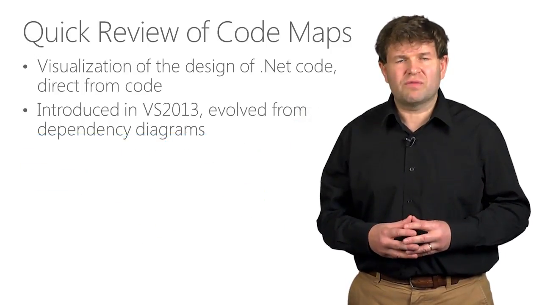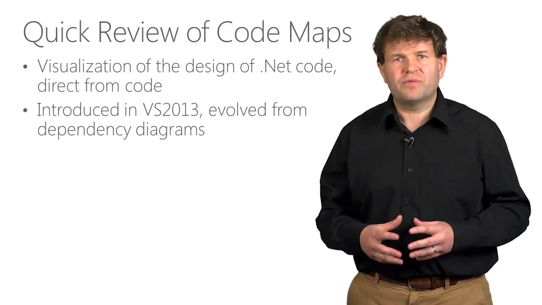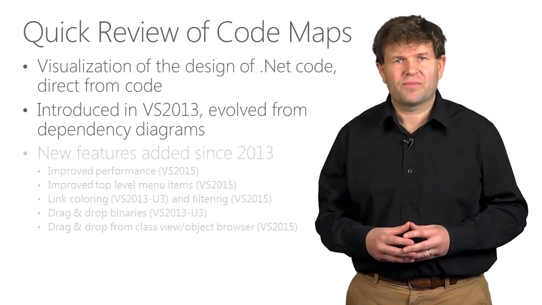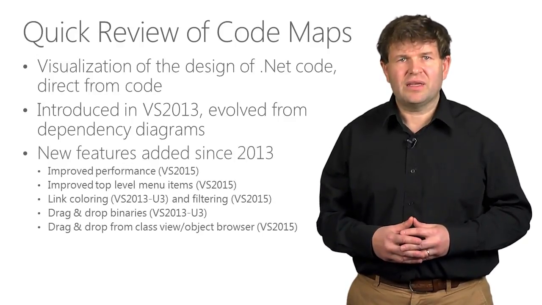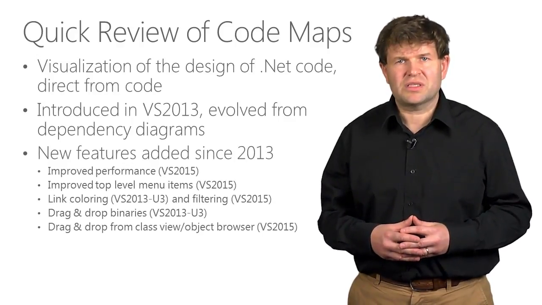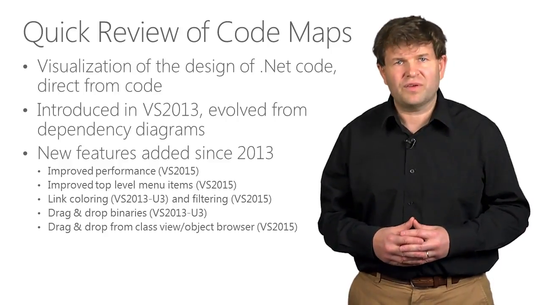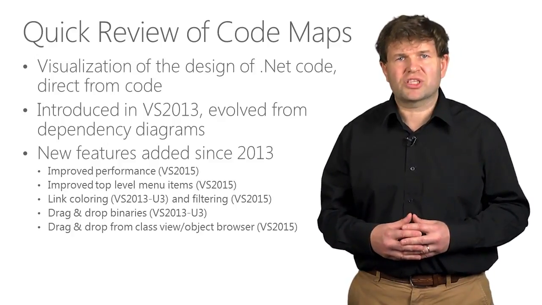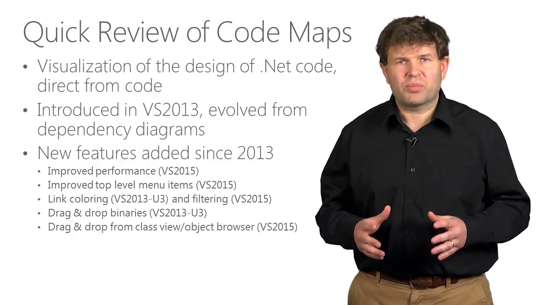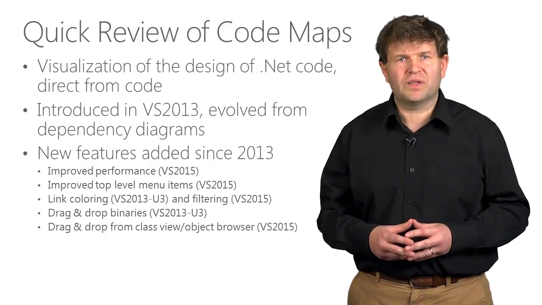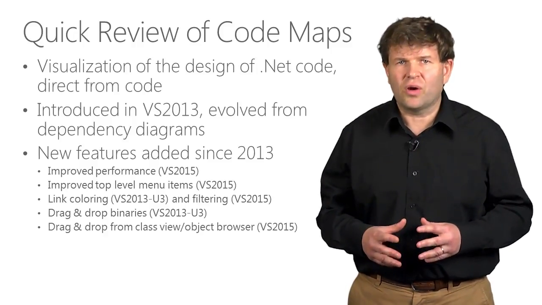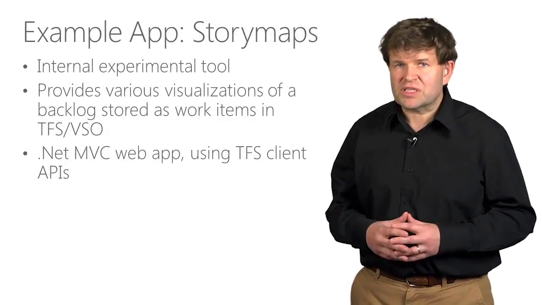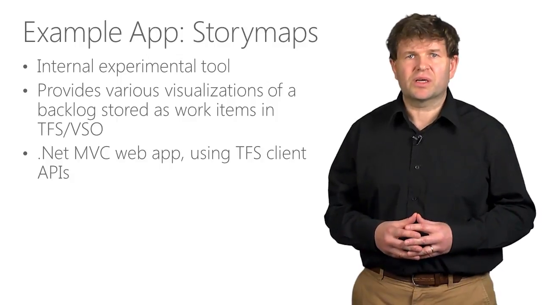CodeMaps were first introduced in Visual Studio 2013 and evolved from dependency graphs, which go right back to Visual Studio 2010. We've added new features since then in updates to Visual Studio 2013 and in Visual Studio 2015. I've listed some of these here, and the first three you'll see in action in the demo. I'm using the preview release for Visual Studio 2015, so some of the features you see here are not available in the 2013 version. In order to explain the features, I need some code to work with.